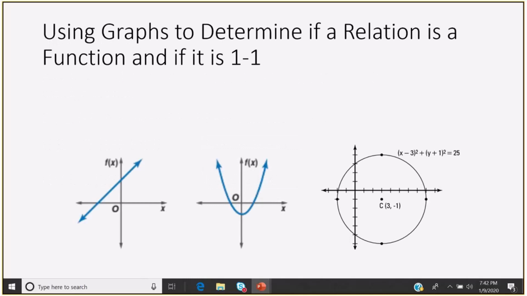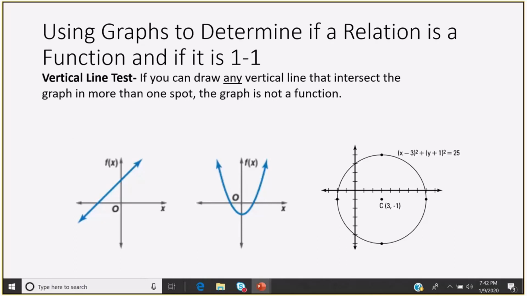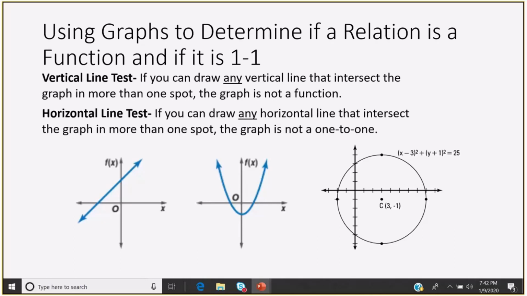Now there's a couple of ways to determine if a relation is a function and if it's one-to-one when looking at a graph. If you have a graph, these are really nice and quick tests. And honestly, sometimes if you're pretty good at graphing, it's not a bad idea to graph it and then use these tests to determine if it is a function or not, or if it's one-to-one or not. These two tests are named the vertical line test and the horizontal line test, which makes sense because the definition for one-to-one and the definition for function are so close to each other that the tests should be too.